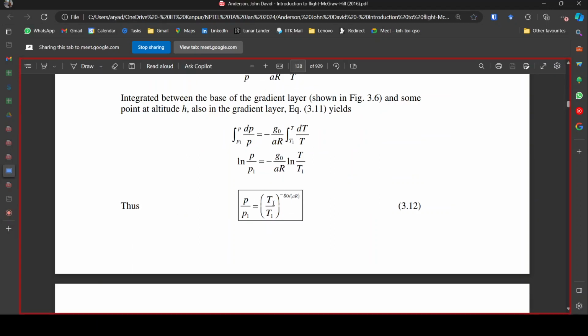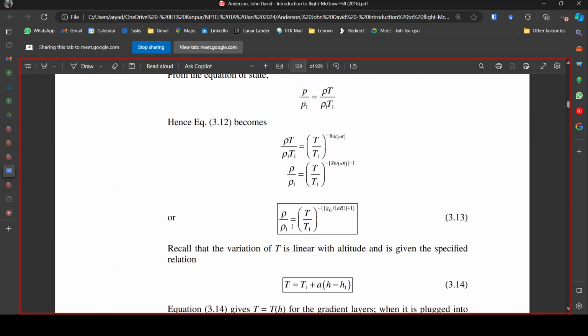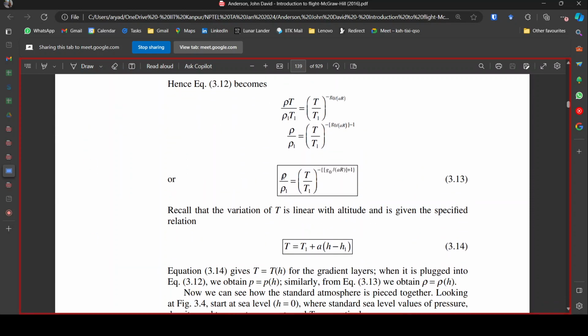So the pressure and temperature are directly proportional. And similarly, for the density, you can see that this is the formula, and the exponent is constant, so the density and the temperature are directly proportional. So in your troposphere, as we go up, the temperature decreases, so both the pressure and the density also decrease.